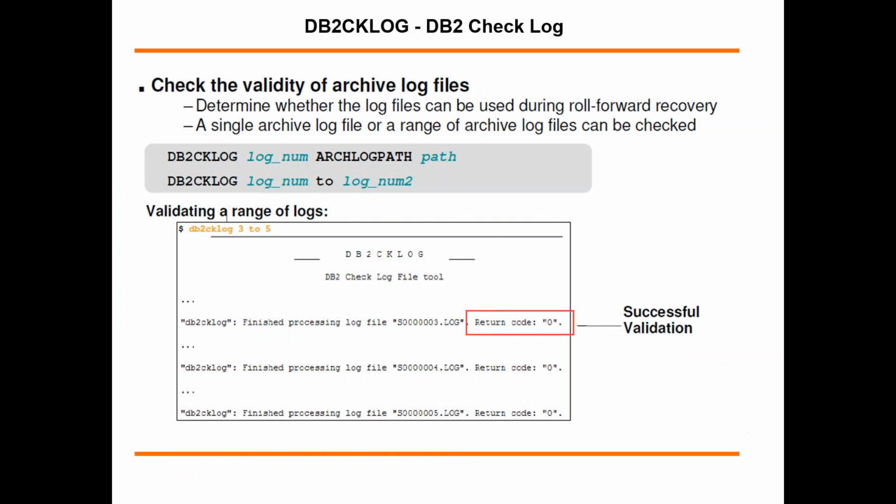DB2 has a utility called db2cklog, check log. Sometimes during a restore or some kind of operation, it is important for us to check the integrity of the logs we have. Are the logs in a restorable position or not? You can quickly check the log status using db2cklog from log number 3 to log number 5. It will check those 3 logs, S3, S4 and S5. If they are in good condition, not corrupted, it gives you a return code 0. Just one more tool that helps you to check things.